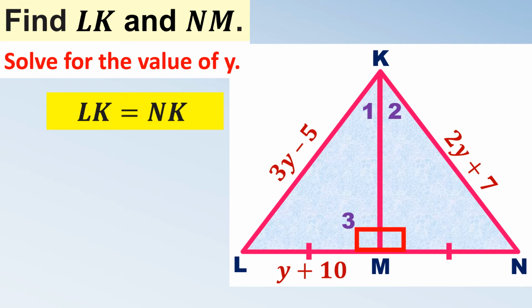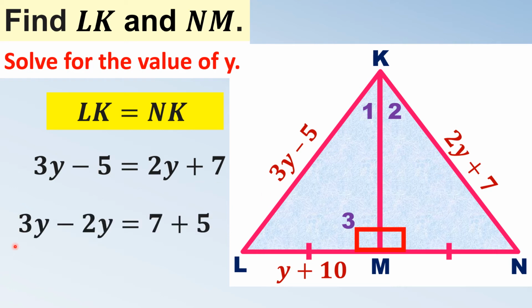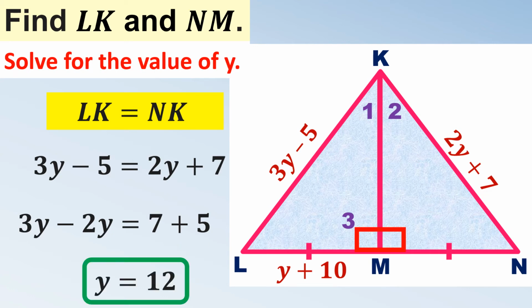Since LK is equal to NK, we can have 3y minus 5 is equal to 2y plus 7. And by subtraction property of equality, we subtract 2y on both sides. And also addition property of equality, we add 5 on both sides. So we will be having 3y minus 2y is equal to 7 plus 5. Then simplify, y is equal to 12.